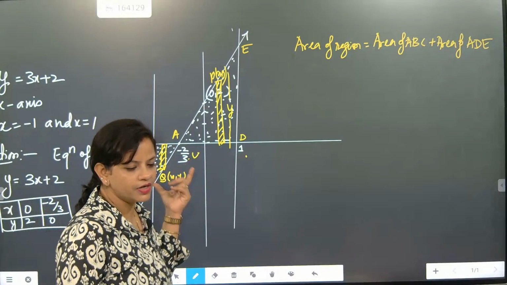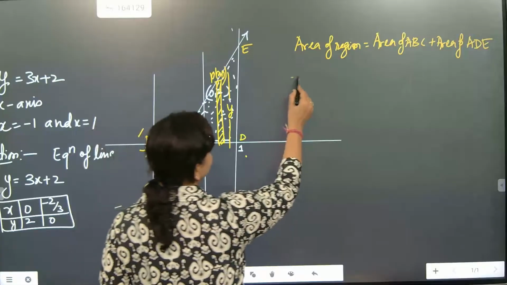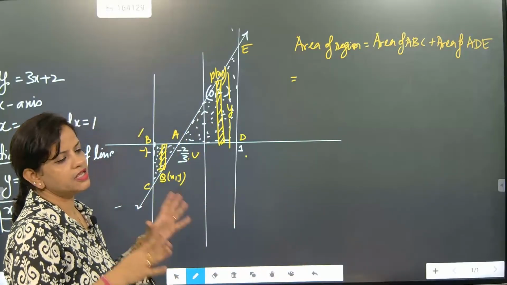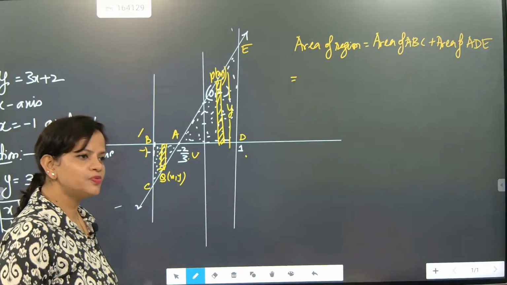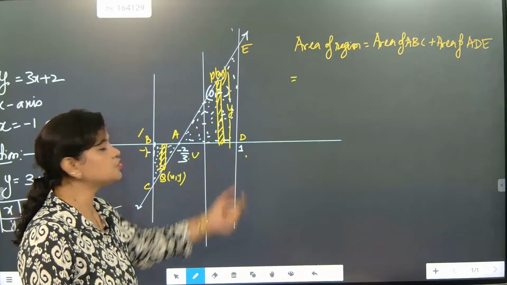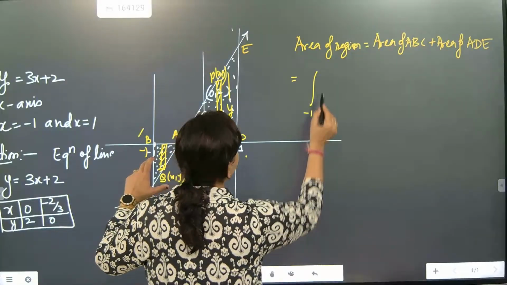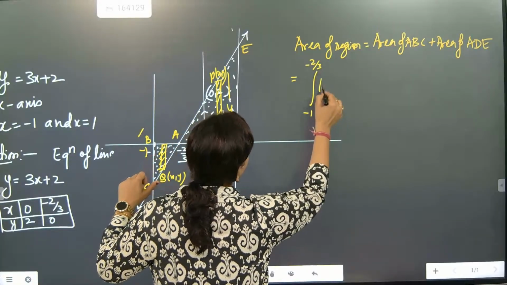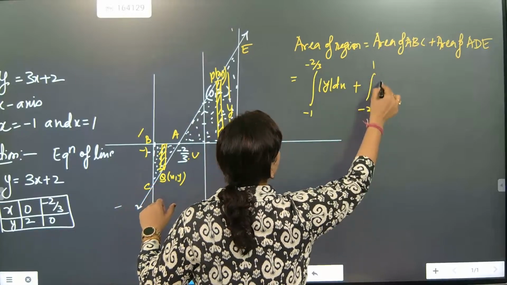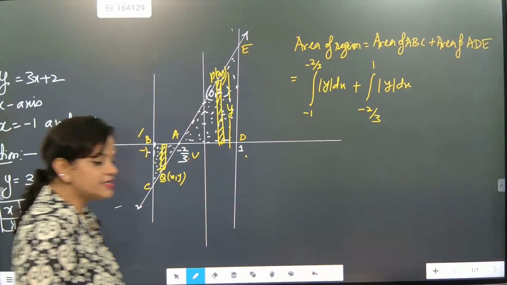Please remember this one. So once you are writing this section, you need to be very careful. When you are writing approximating the rectangle, the statement that I wrote in the previous question, the same you have to write. We slice the region into rectangular strips approximating the rectangle between -1 to -2 by 3, -2 by 3 to 1. So here, integral from -1 to -2 by 3 of modulus of y dx plus integral from -2 by 3 to 1 of modulus of y dx. Understood? So y dx is representing one strip.